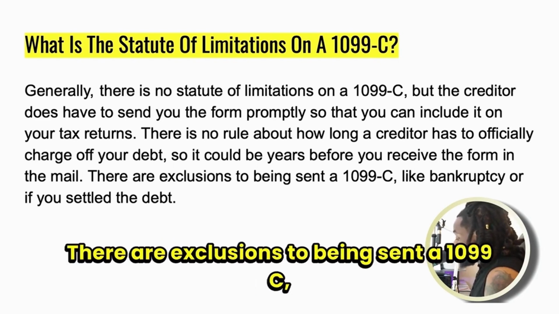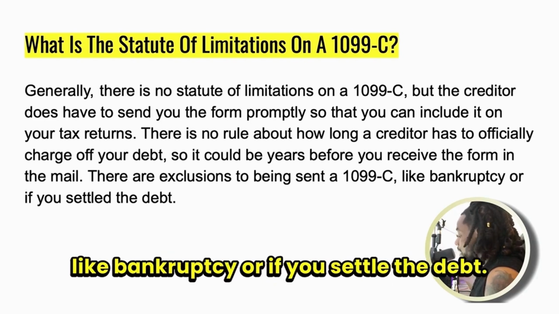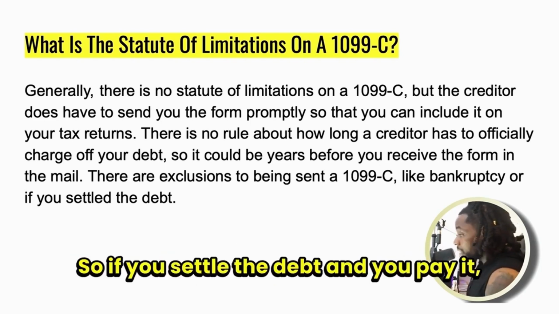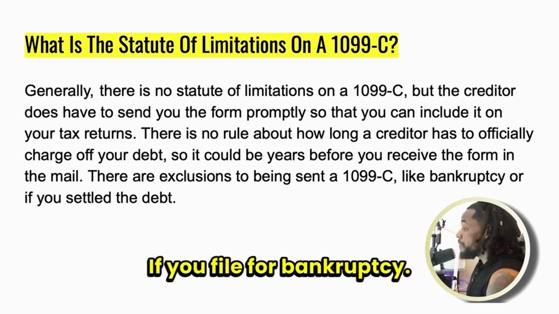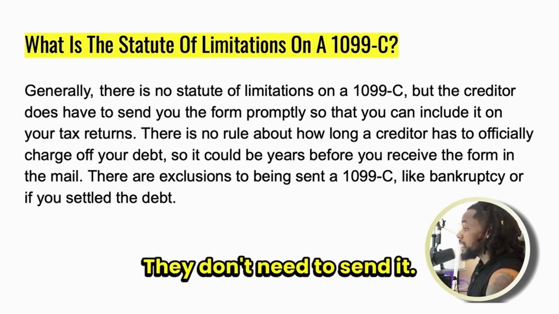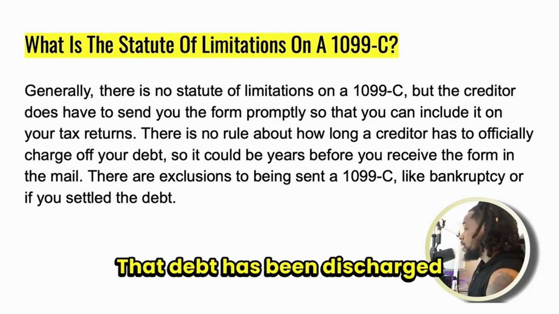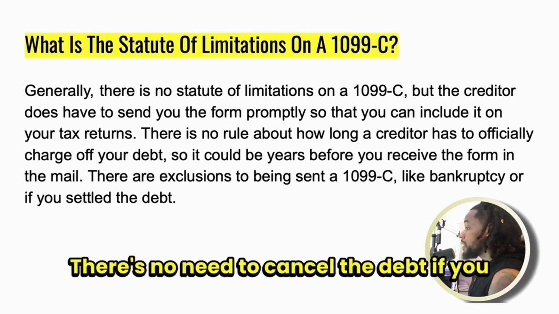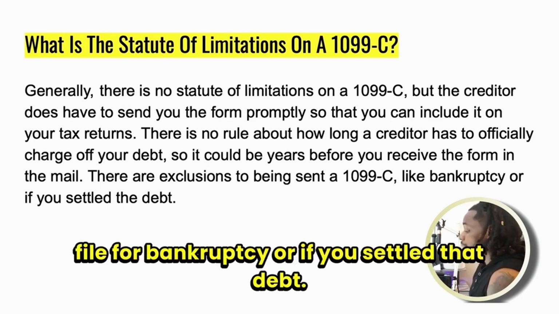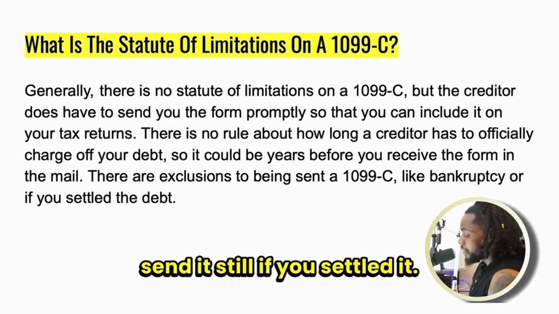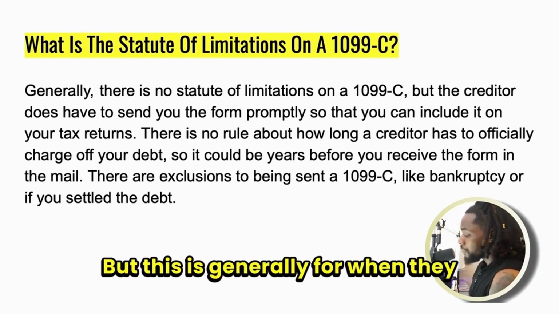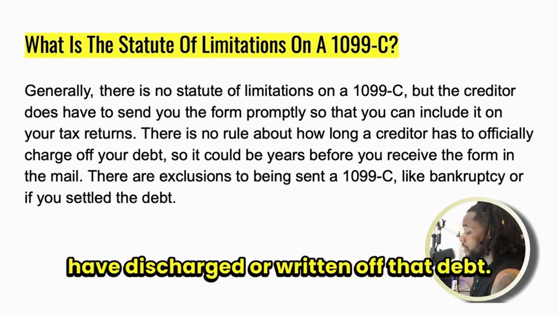There are exclusions to being sent a 1099-C, like bankruptcy, or if you settle the debt. So if you settle the debt and you pay it, they don't need to send you a 1099-C. If you file for bankruptcy, they don't need to send it. That debt has been discharged because you filed for bankruptcy. There's no need to cancel the debt if you file for bankruptcy or if you settle that debt. And they actually can send it still if you settled it. But this is generally for when they have discharged or written off that debt.